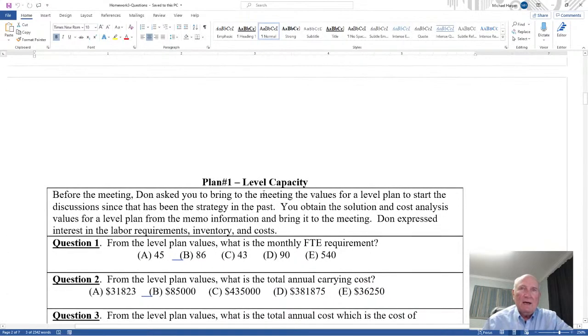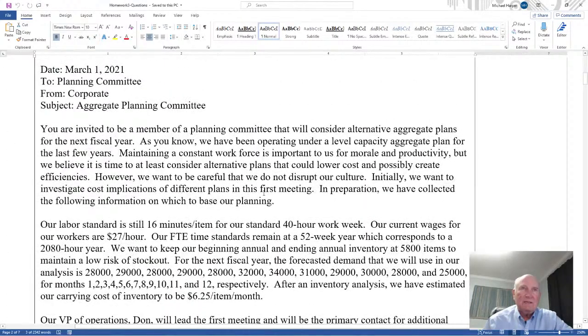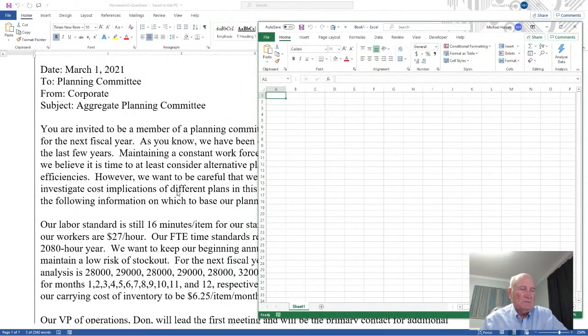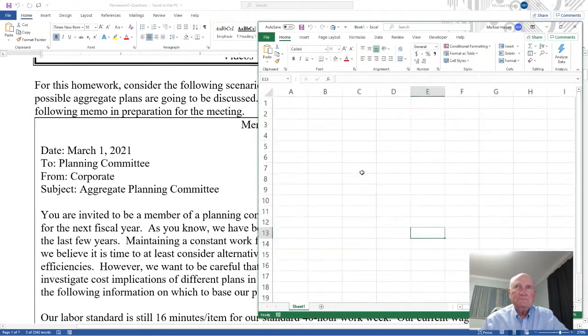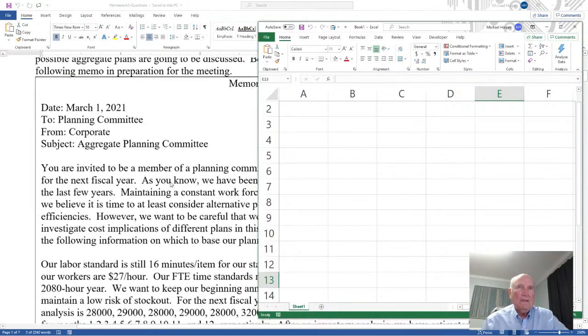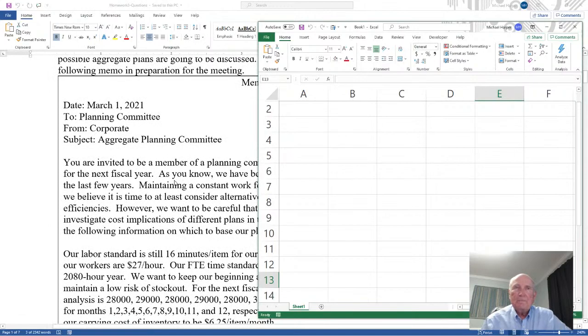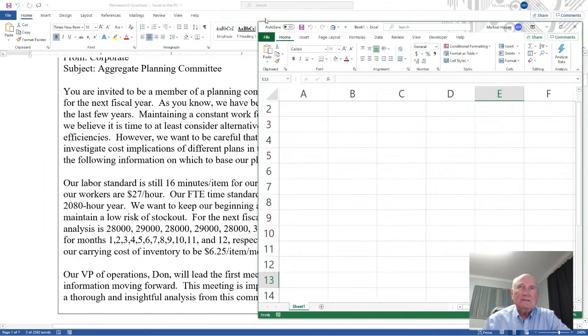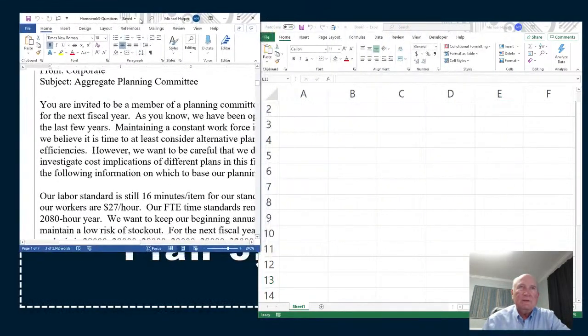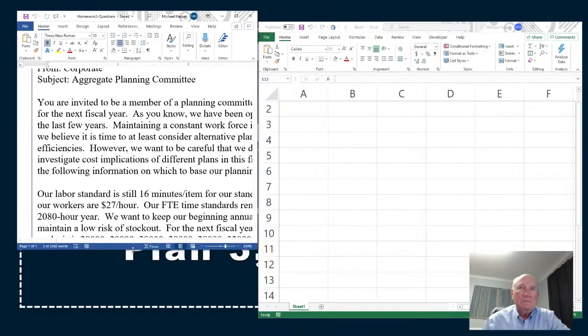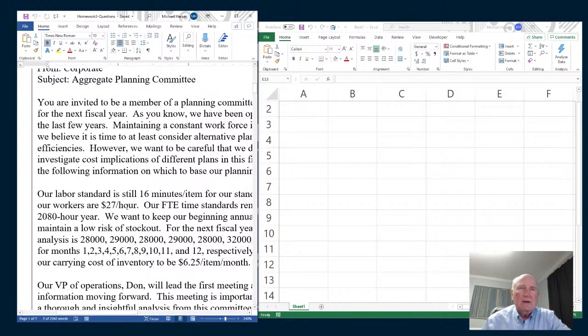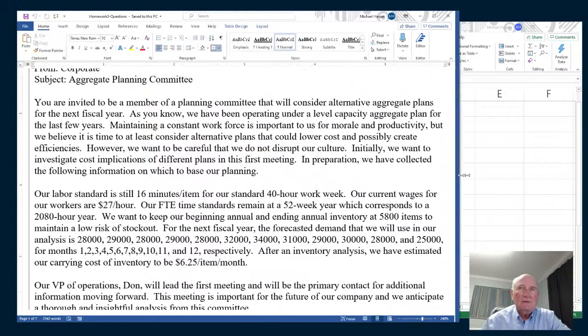Okay, let's bring up Canvas. Let's bring up Excel. Here's Excel. Let's make this a little larger here. There we go. And so coming down here, let's get these values that are going to be used here.